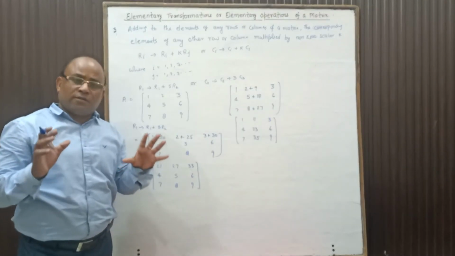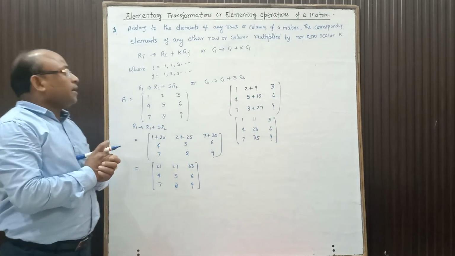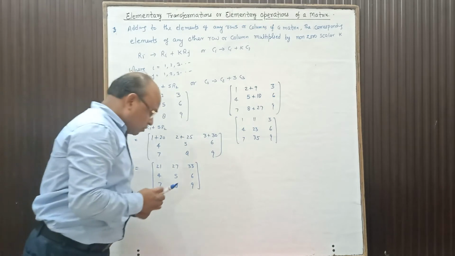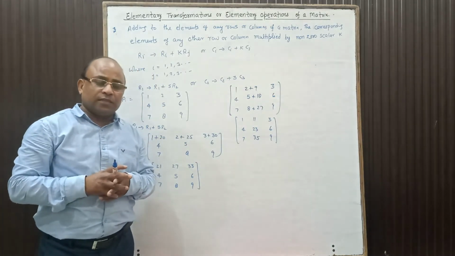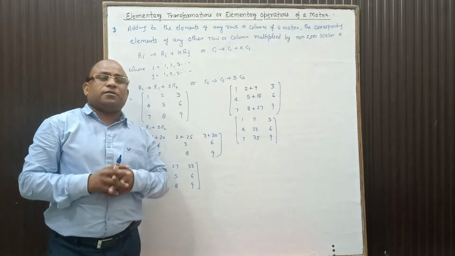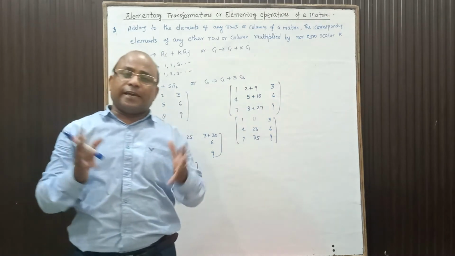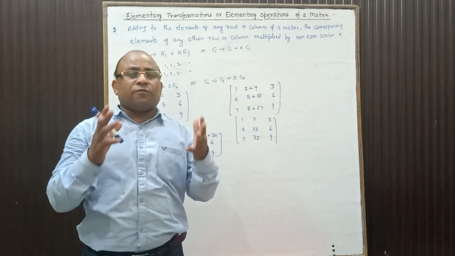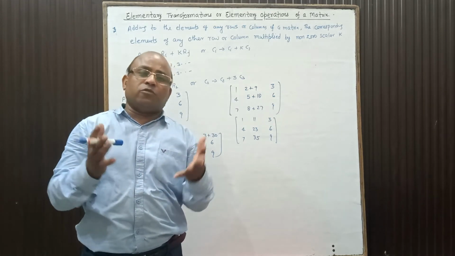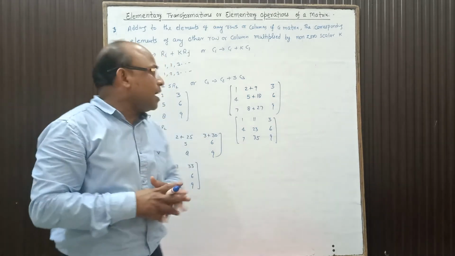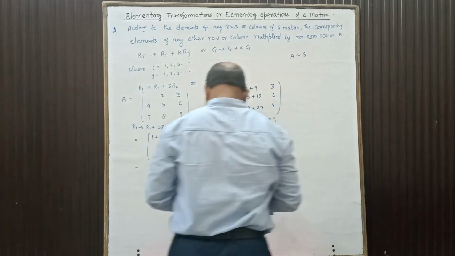So that's final. All these are the three properties: elementary transformation or elementary operations. And now, what is the equivalent matrix? If a matrix B is obtained from a matrix A by using one or more elementary transformations, then A and B both are equivalent matrices and it is denoted by A is equivalent to B.